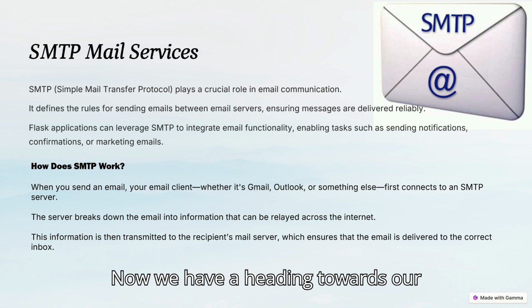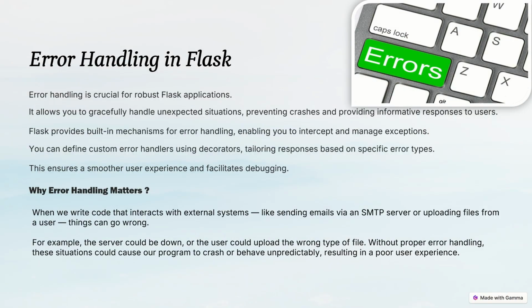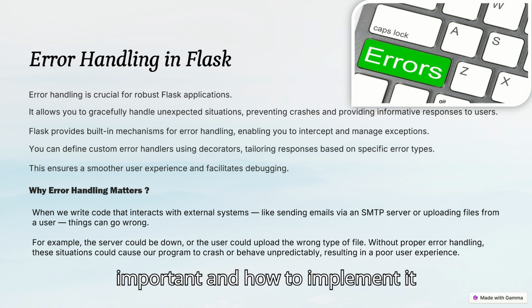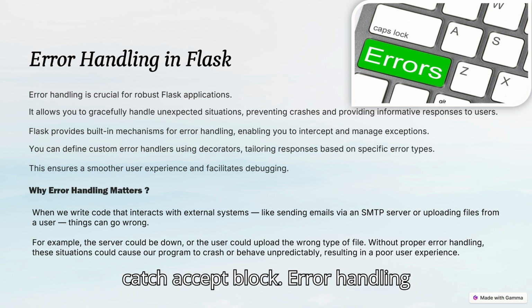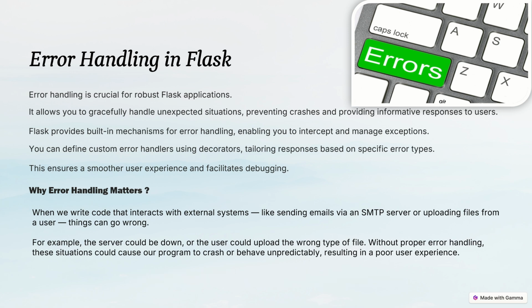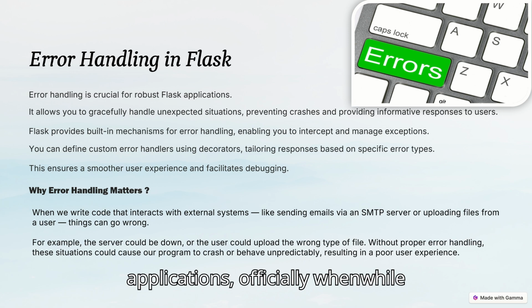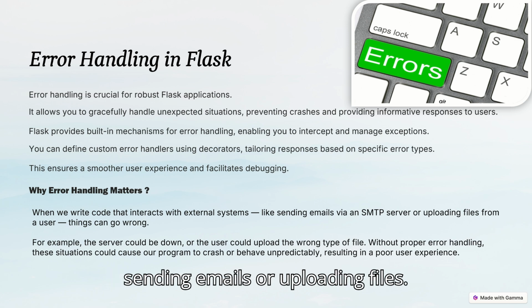Now we are heading towards our next topic, which is error handling in Flask and Python. We will cover why it is important and how to implement it effectively using Python's try and except blocks. Error handling is crucial when building reliable applications, especially when interacting with external services like sending emails or uploading files.